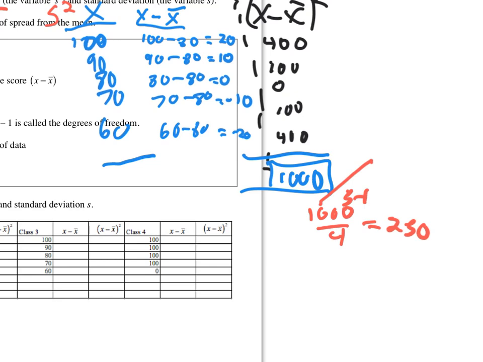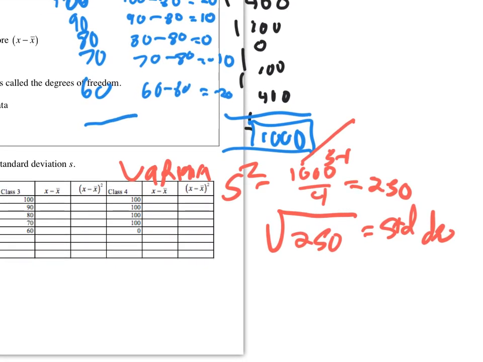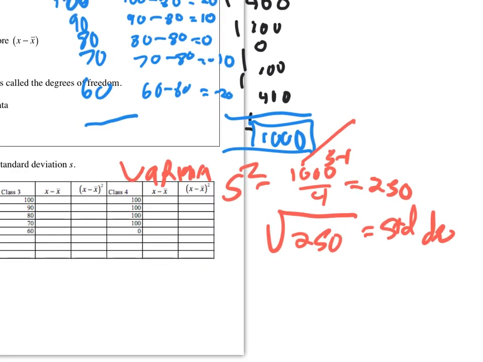So this is called my variance. So I will label it correctly now. S squared, that's my variance. The square root of 250 will be my standard deviation. Somebody? 15 what? 15.8. Good enough. I really did think that bigger number was kind of high, but I remember doing this.